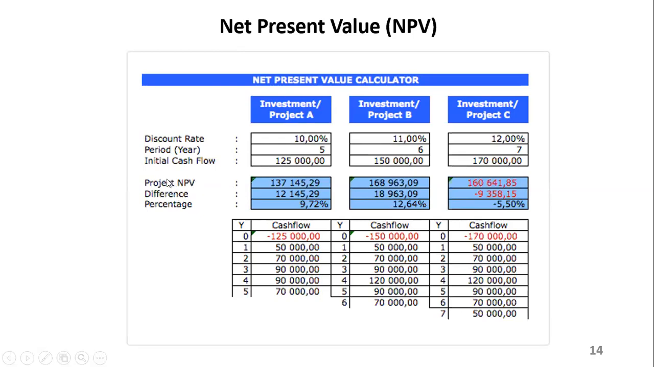Then when you check your project NPV, it's like this for this one, like 137. If you compare it with the initial cash inflow, you can see that for project C, it's actually lower than the initial cash inflow. But nonetheless, you are still making money there. You may still be making money, but other projects are making more.